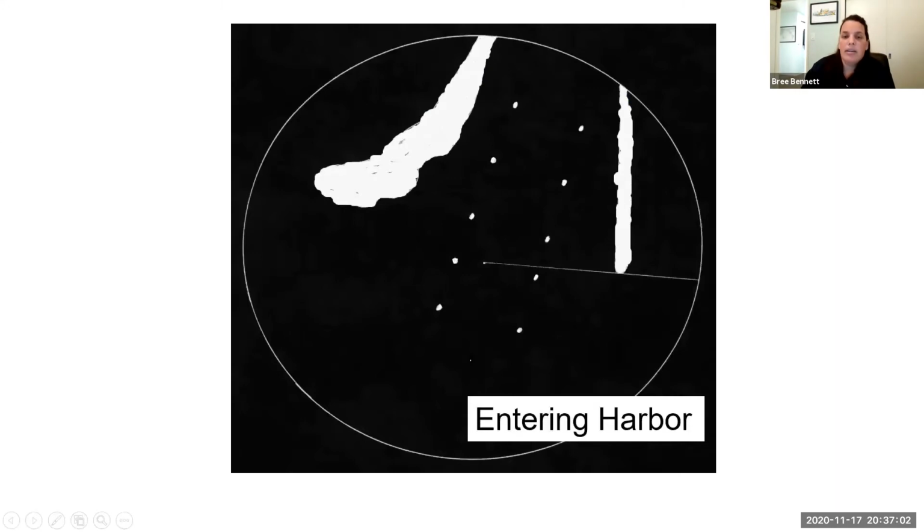Okay, entering a harbor. You'll probably have little buoy marks, and you can use those parallel indexing lines. But again, as you move, those buoys will be moving down. Those land or stationary things move the opposite way as you move.